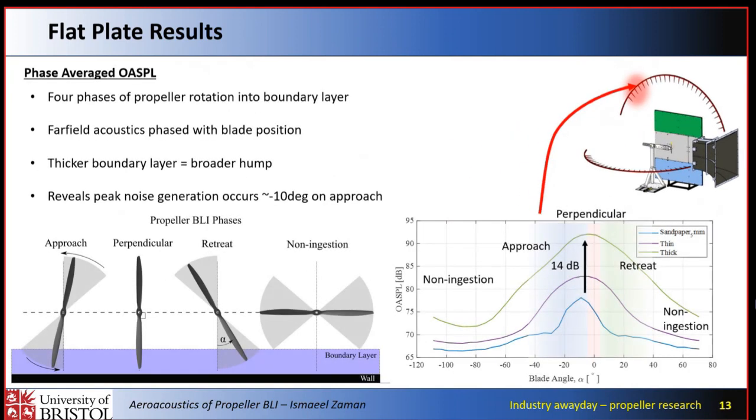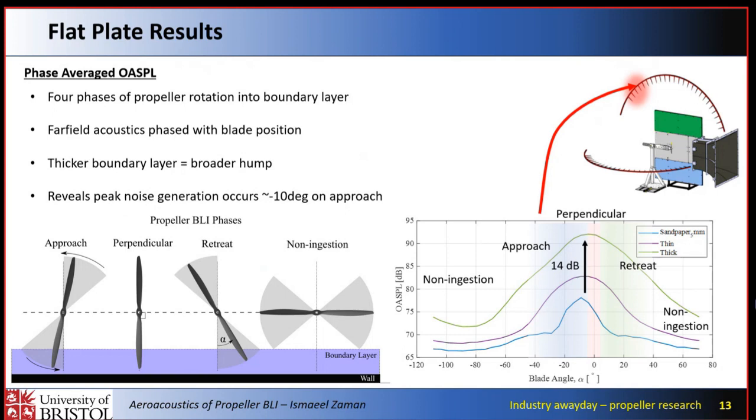So let's have a look into the sort of mechanisms that might generate this. We phase averaged our OSPL, our far field microphones, with the encoder signal. In BLI, we have generally 4 phases of the propeller. One is the approach, where it's approaching the plate when it's perpendicular, and then when it's going away from the plate, and then other angles when it's not ingesting the boundary layer.